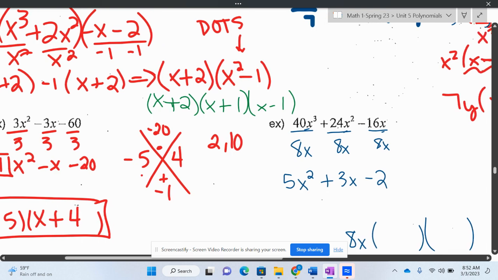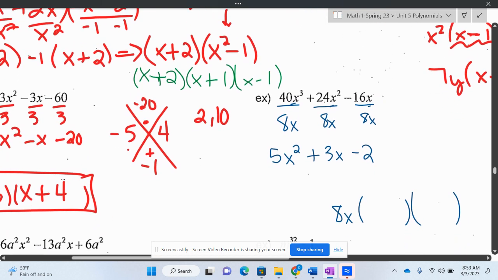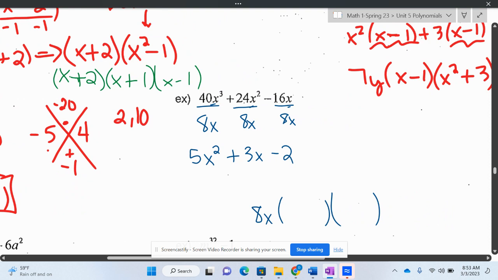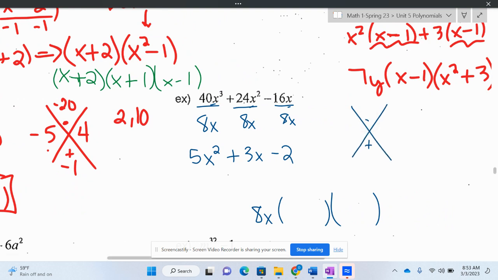So let's look at our times plus. Sign back in for me, please. Times plus. So 5 times negative 2 is negative 10.